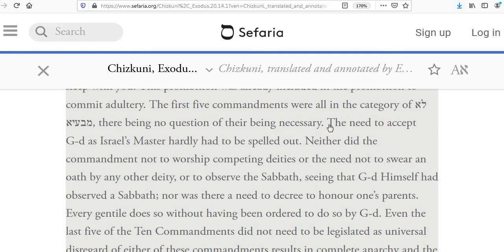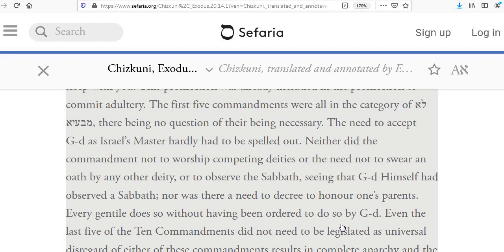So there was no question. The need to accept God as Israel's master hardly had to be spelled out. Neither did the commandment not to worship competing deities, or the need not to swear an oath by any other deity, or to observe the Sabbath, seeing that God himself had observed a Sabbath. Nor was there a need to decree to honor one's parents. Every Gentile does so without having been ordered to do so by God.